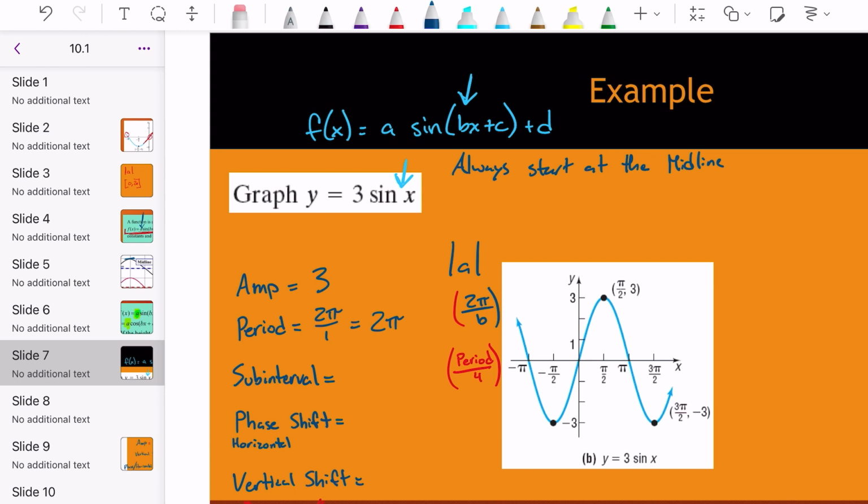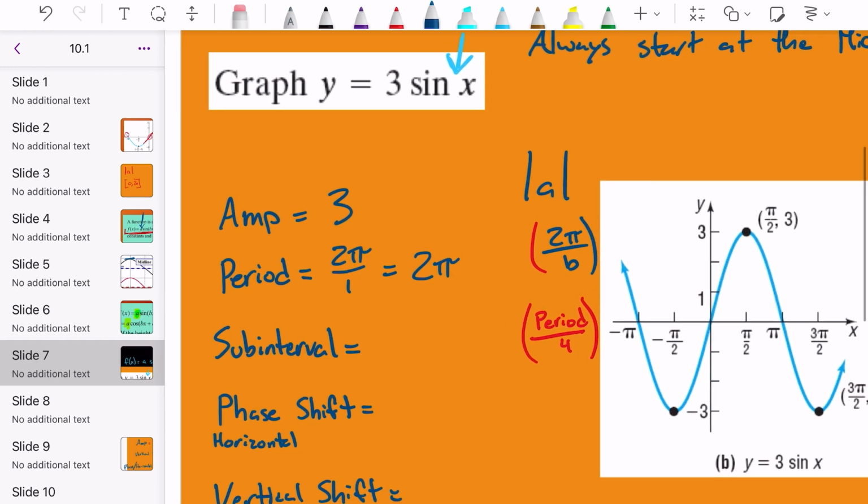Let's go ahead and look at the subinterval. The subinterval we get by getting our period, which notice we just solved for 2 pi, and dividing by 4. So we're going to go ahead, get 2 pi, divide by 4. In this case, our 2 and 4 simplified to 1 and 2, which means we would end up with pi over 2.